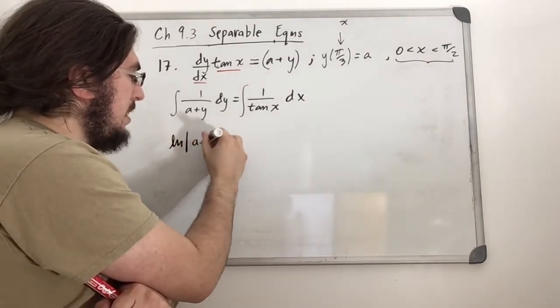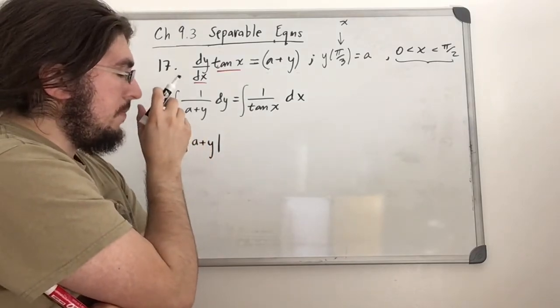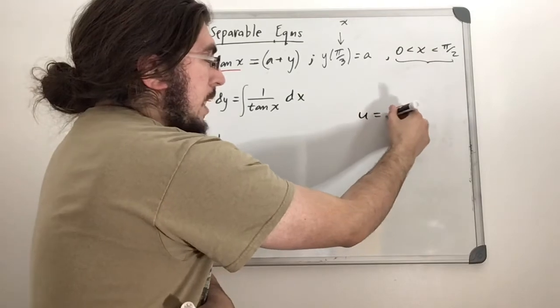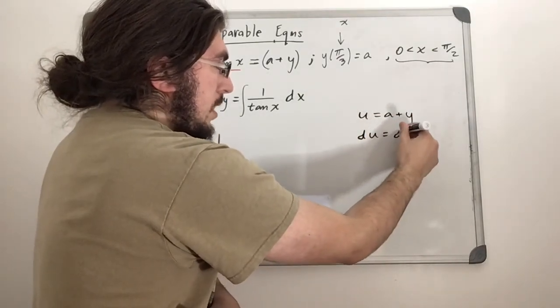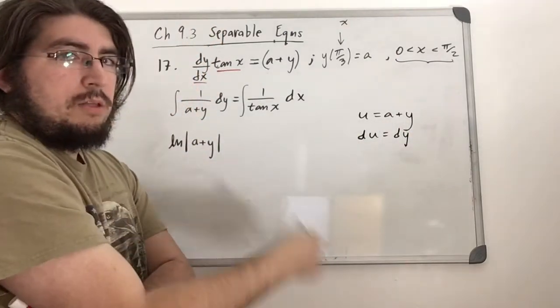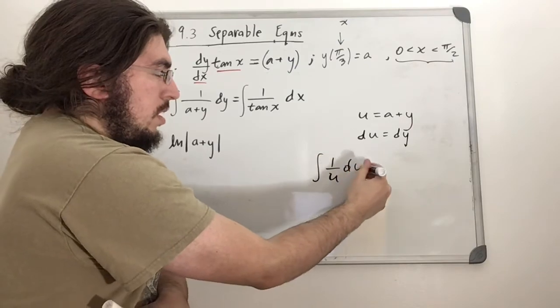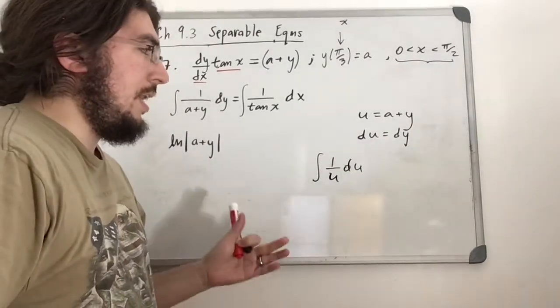And again, the only reason that is, is because the derivative of the denominator is 1. Because if you let u equal a plus y, what's du going to be? Du is just going to be dy. So that means that this integral will just become the integral of 1 over u du, which is ln of u. So that's why we're allowed to do that in this case.